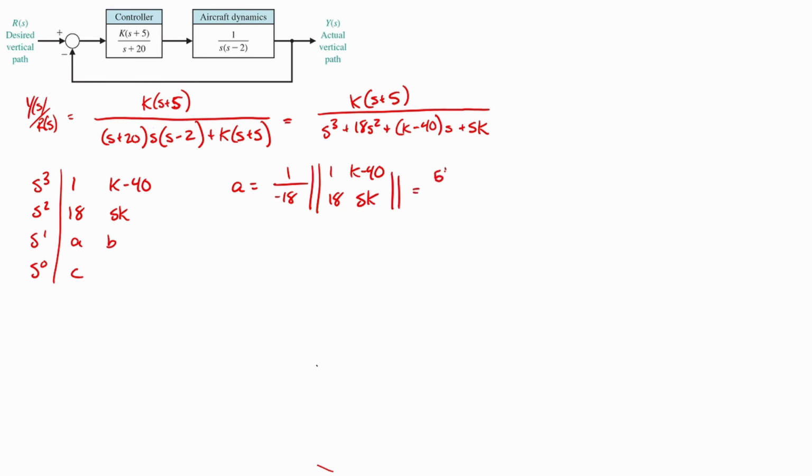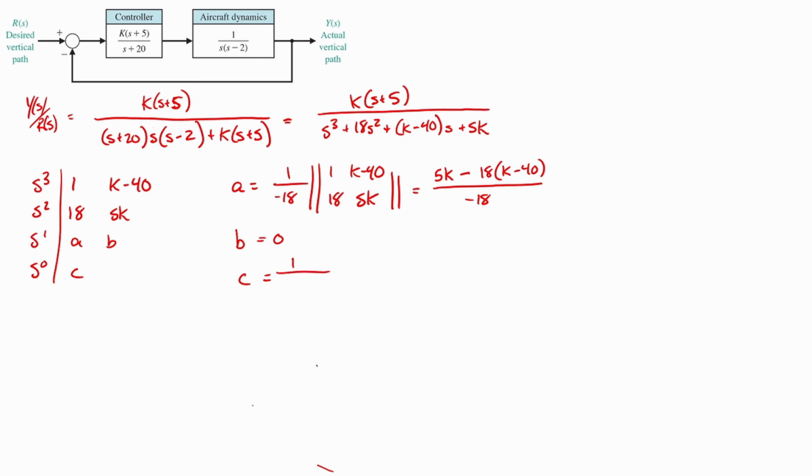which is 5K minus 18 times K minus 40, all over negative 18. Going forward, B is equal to 0. Now we'll go forward with C.